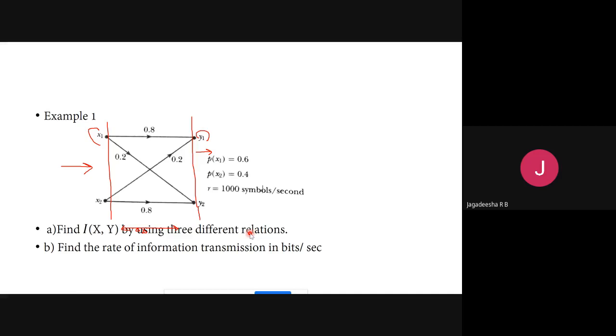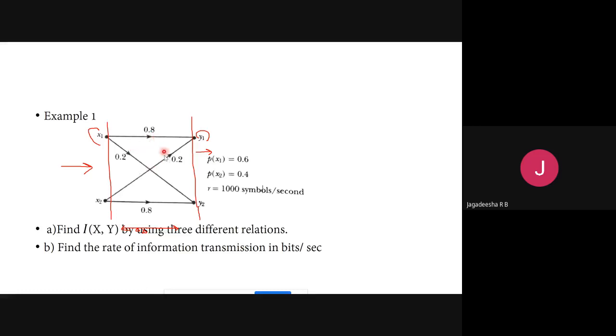If you have studied this topic in detail in all the previous discussions, you will know what the 3 different relations are. Anyway, no problem. We will see this in today's lecture. The second question is to find the rate of information transmitted in bits per second. That equation we have seen earlier, right? So we need to apply those equations in this context. So right now, what do we have?